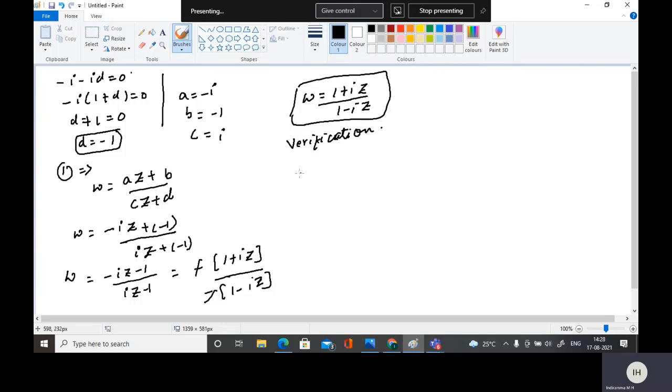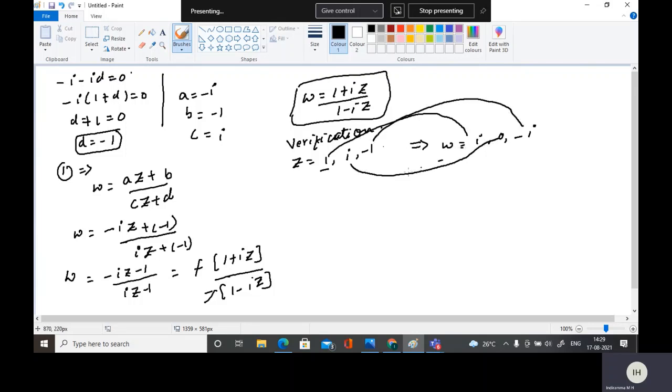How to do the verification? They are given three sets of values of Z and W. What are the Z values given? Z is equal to 1, i, minus 1 is given. If you substitute Z equal to 1, you should get the corresponding value of W. They are given as i, 0, minus i. If you put Z is equal to 1, you should get W as i. If you put Z equal to i, you should get W as 0. If you put Z equal to minus 1, you should get W as minus i.